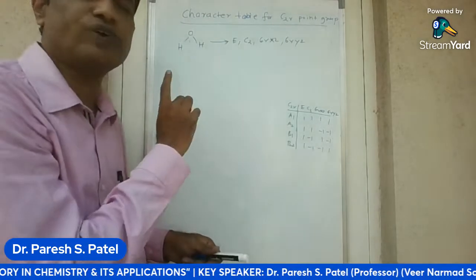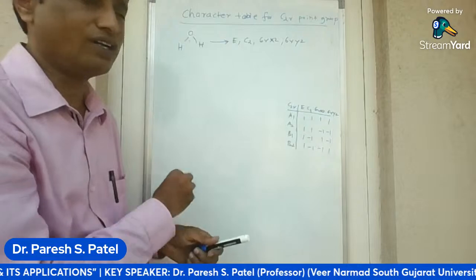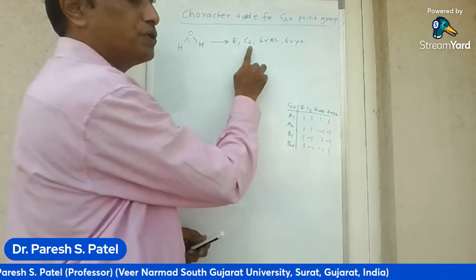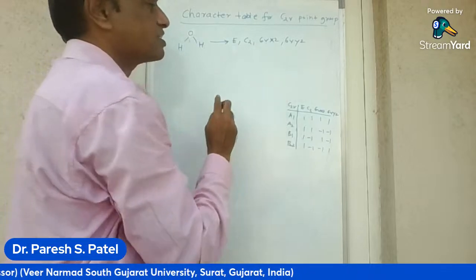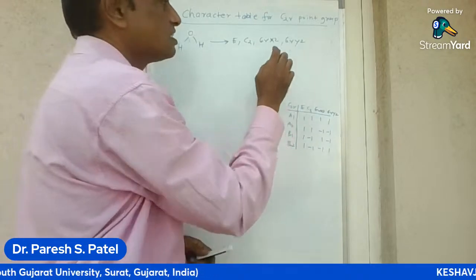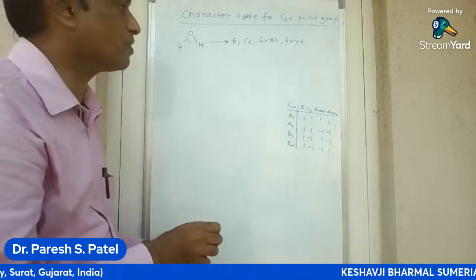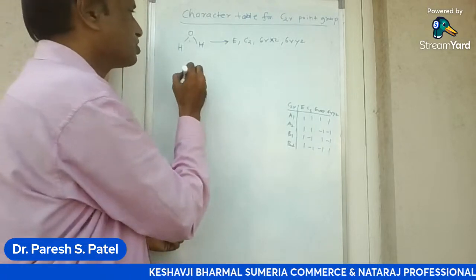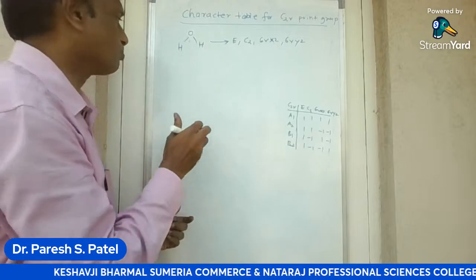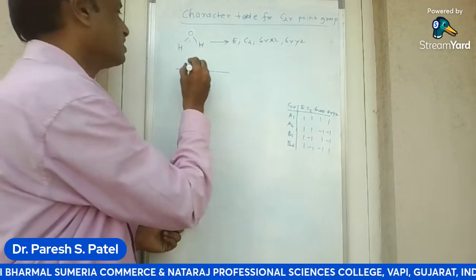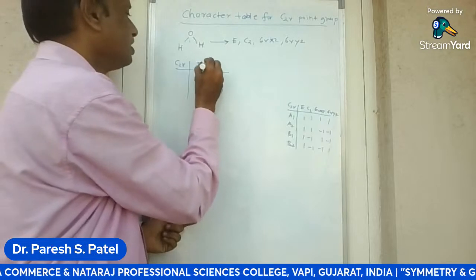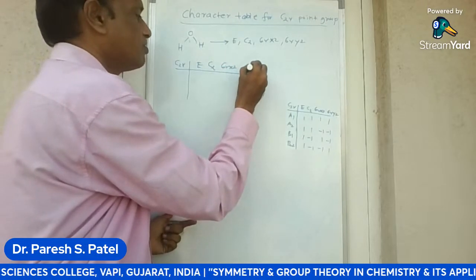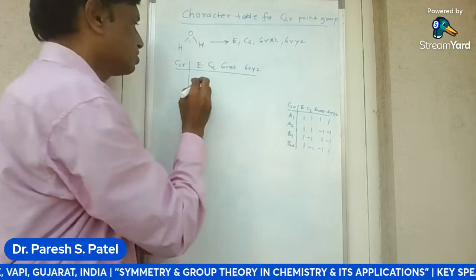The number of irreducible representations is equal to the number of classes. So first of all, we have to find out the classes of the water molecule or the C2V point group. E is conjugate to itself to form an individual class. C2 is conjugate to itself to form an individual class. Sigma VXZ is conjugate to itself to form an individual class. Sigma VYZ is conjugate to itself to form an individual class. So the number of classes is equal to 4 in case of the water molecule. So we can write it as C2V, E, C2, sigma VXZ, sigma VYZ. These are the 4 classes.